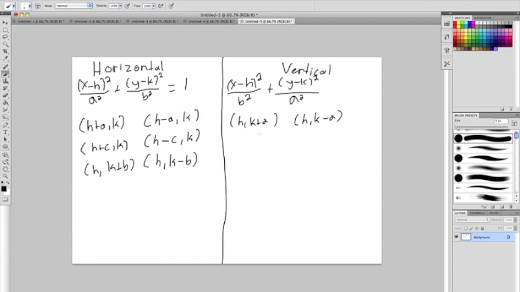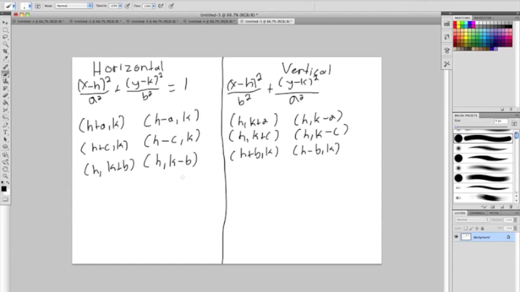If you want to find the foci, you're going to do h, k plus c, h, k minus c. Then for co-vertices, you're going to do h plus b, leave k alone, and h minus b, leave k alone.